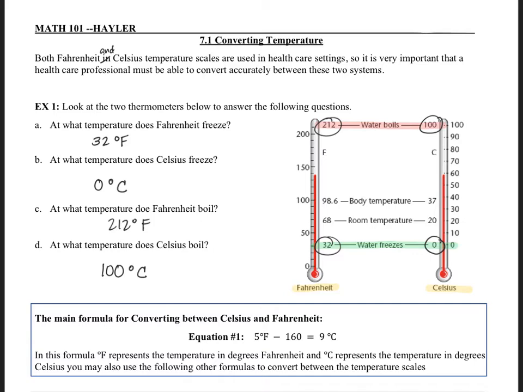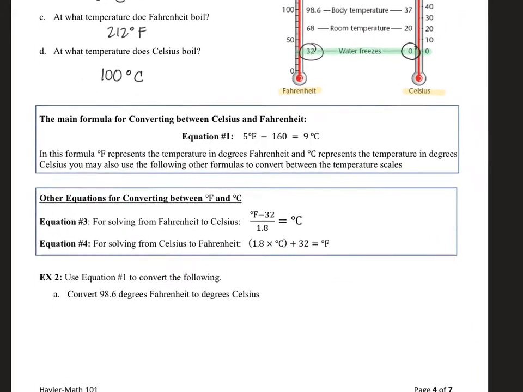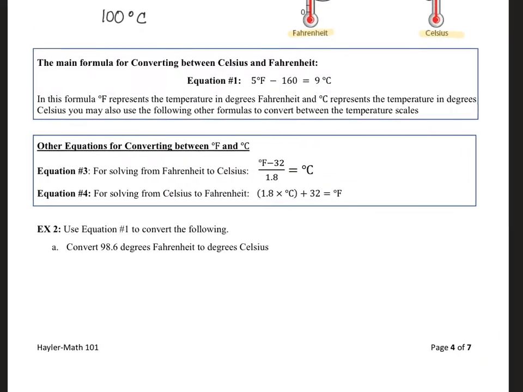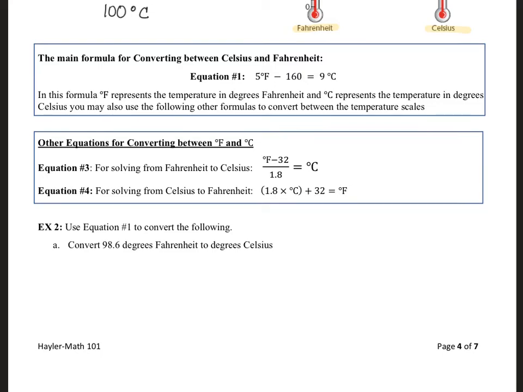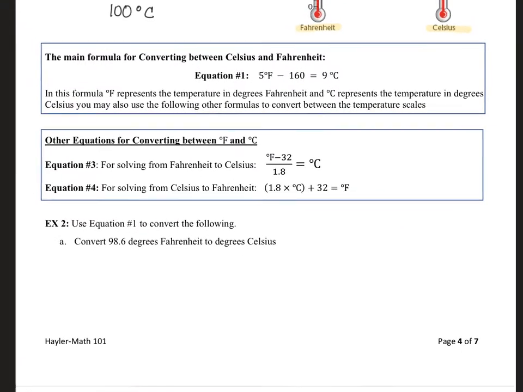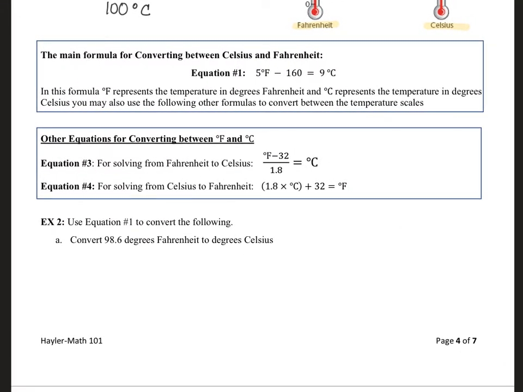Okay, so here we go. Moving onward. The main formula for converting between Celsius and Fahrenheit, or at least the first formula in our book that we are introduced to, is equation number 1. So 5 times degree Fahrenheit minus 160 equals 9 times degree Celsius. So in the formula, degree Fahrenheit represents temperature in Fahrenheit, and degree Celsius represents temperature in degrees Celsius. Okay. There are other equations.